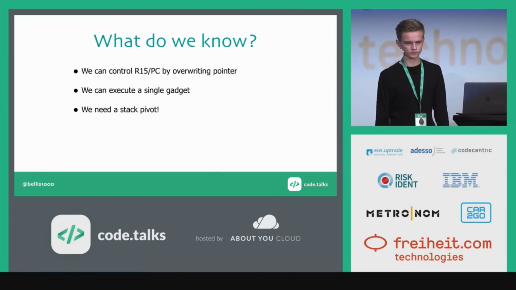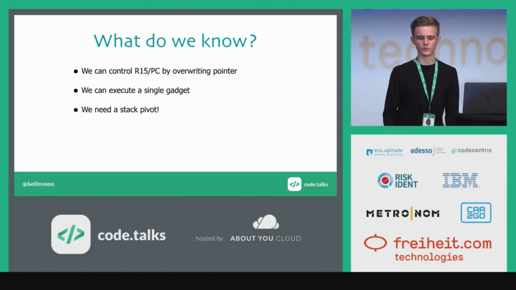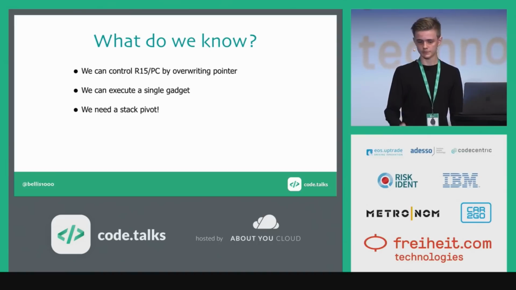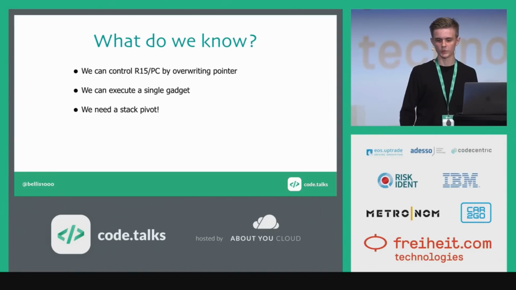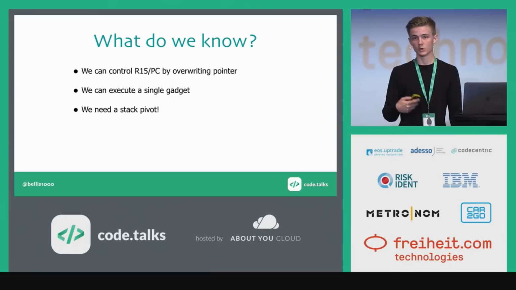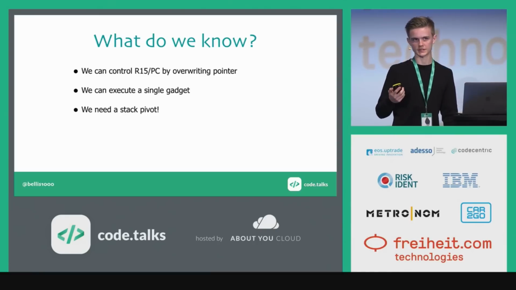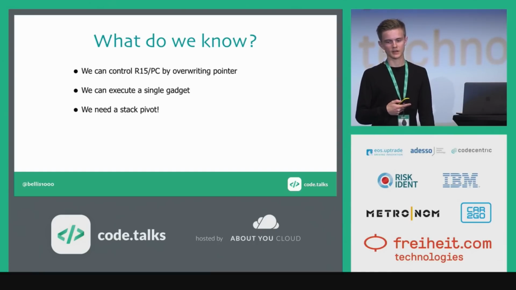So as I said, we know we can control the program counter or the code execution flow by overwriting the pointer. And we know that we can execute only a single gadget because we're working with a heap-based bug. So after the first gadget, it's going to go straight back to the stack. So we obviously do need a stack pivot.